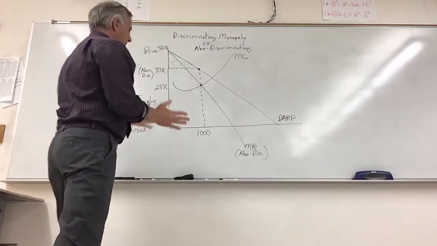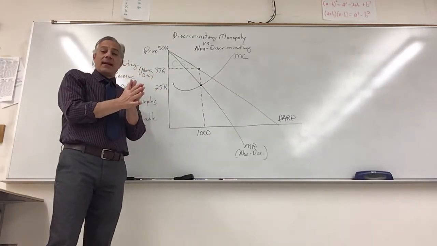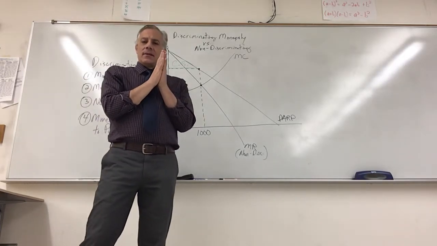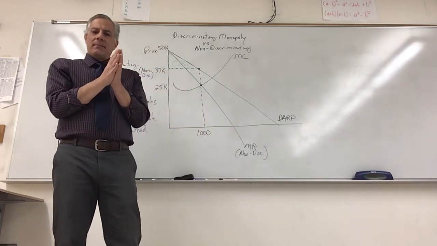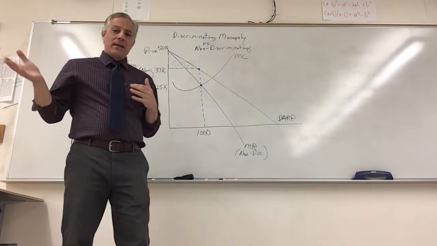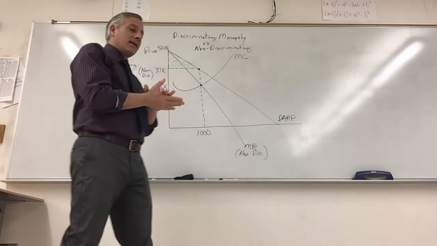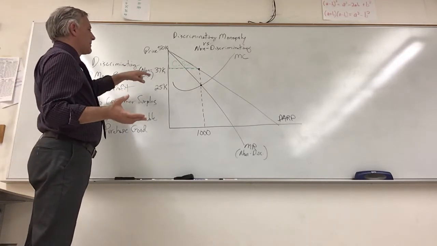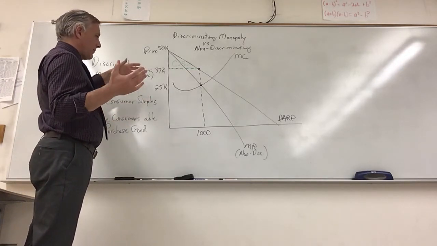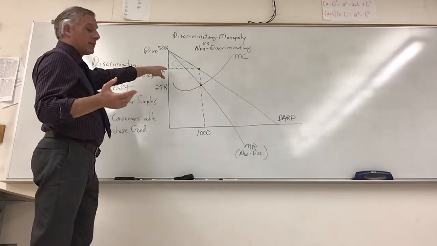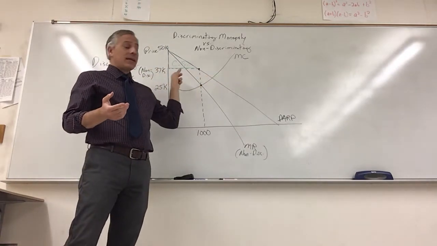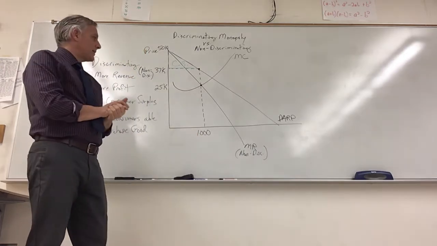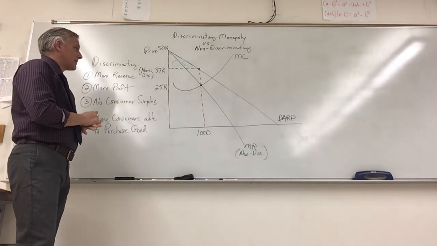All right, so we're going to take a quick look at a discriminating monopoly versus a non-discriminating monopoly. So, a non-discriminating monopoly has a single price. Everybody pays the same price. So let's take a look at university tuition, for example. Let's say that we have a non-discriminating situation where every student pays $37,000. All right, we end up with 1,000 students at $37,000.